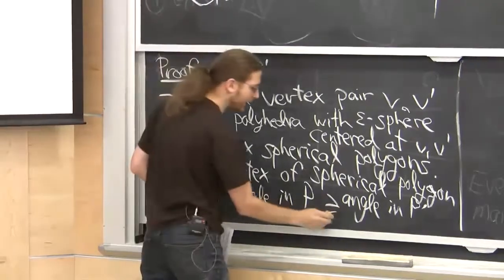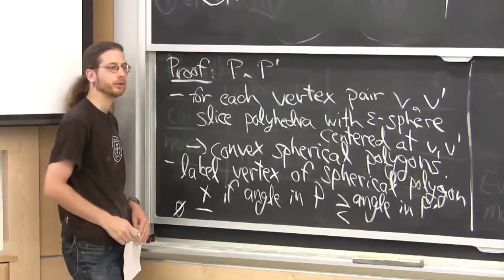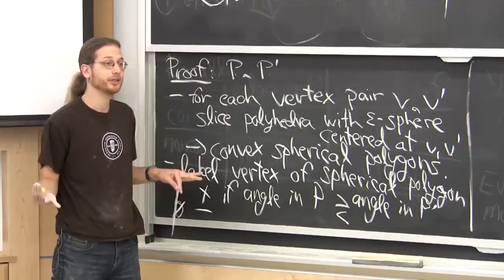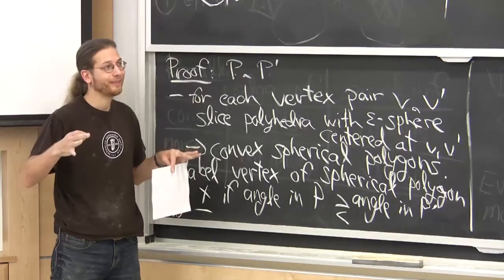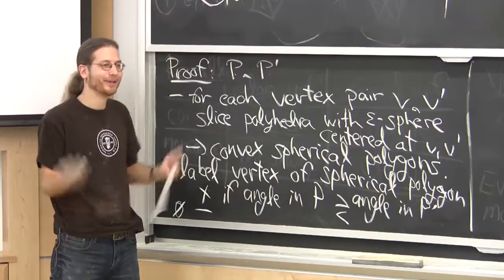Minus if the angle is less, and 0 if the angles are equal. So what I want to show is actually all the angles are equal. Therefore, the polyhedra will be identical. If all the faces are the same, and all the angles at which you join them are the same, and they're connected in the same way, they're the same polyhedron.